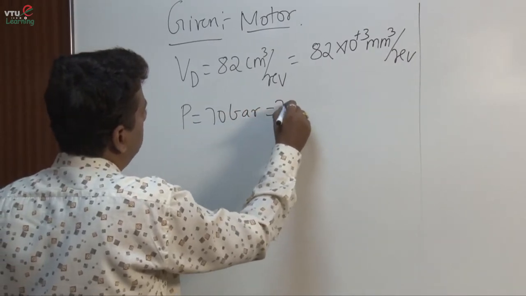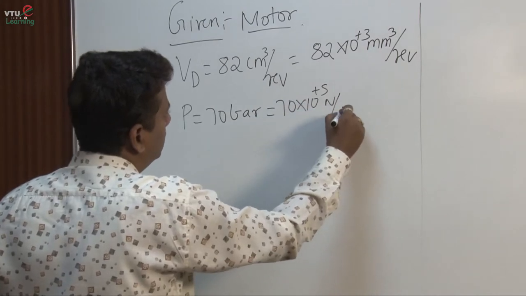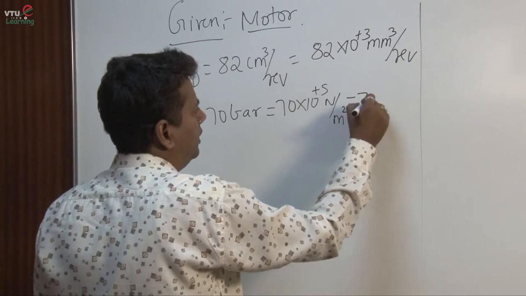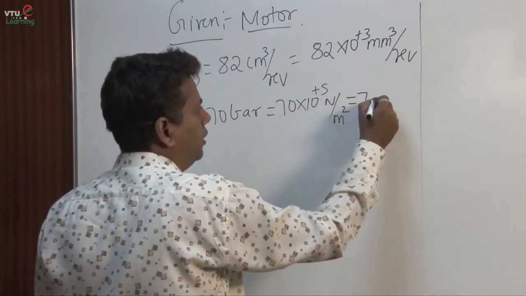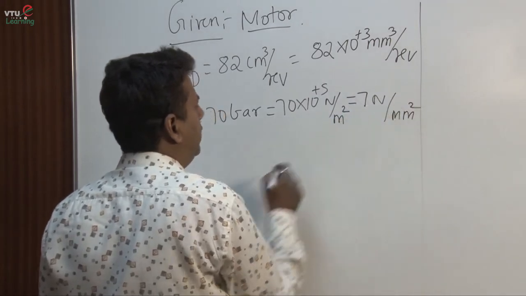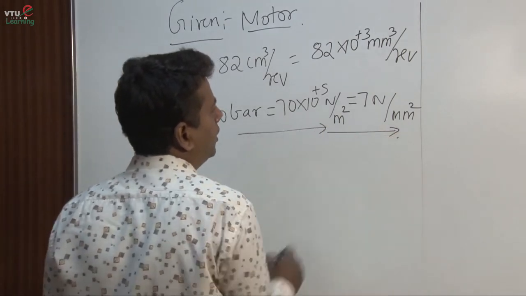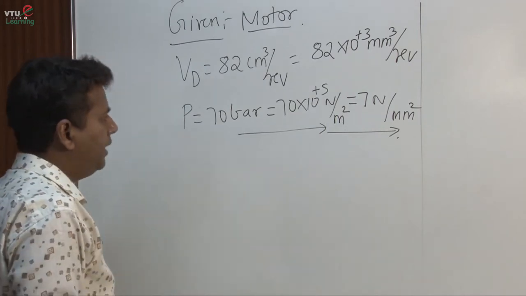70 bar is equal to 70 into 10 to the power of plus 5 Newton per meter square. Meter is again not compatible, so let us make it 7 Newton per millimeter square. You need to know the conversion from bar to Newton, Newton to millimeter, right. So, Newton per millimeter square, or 1 megapascal.